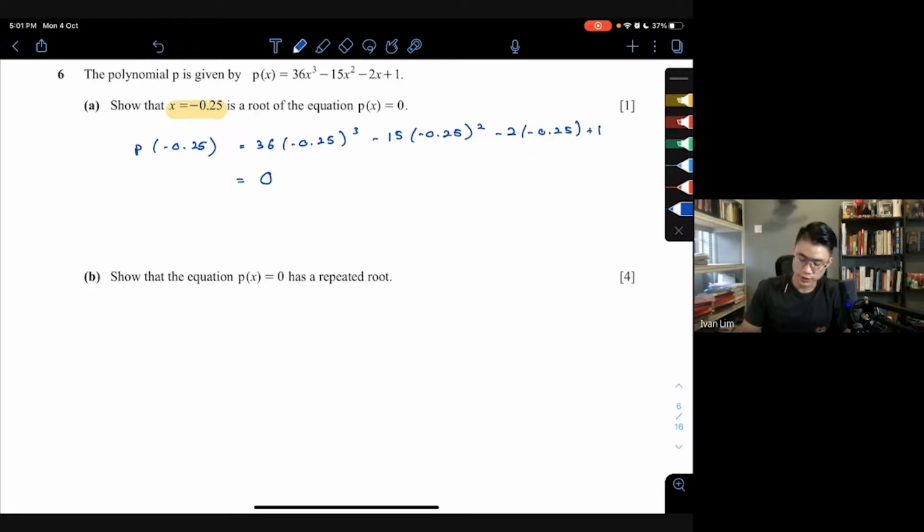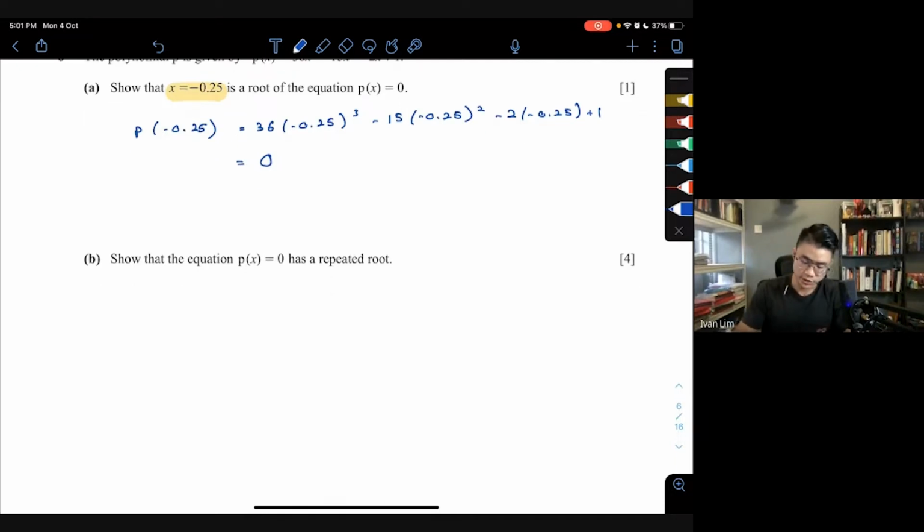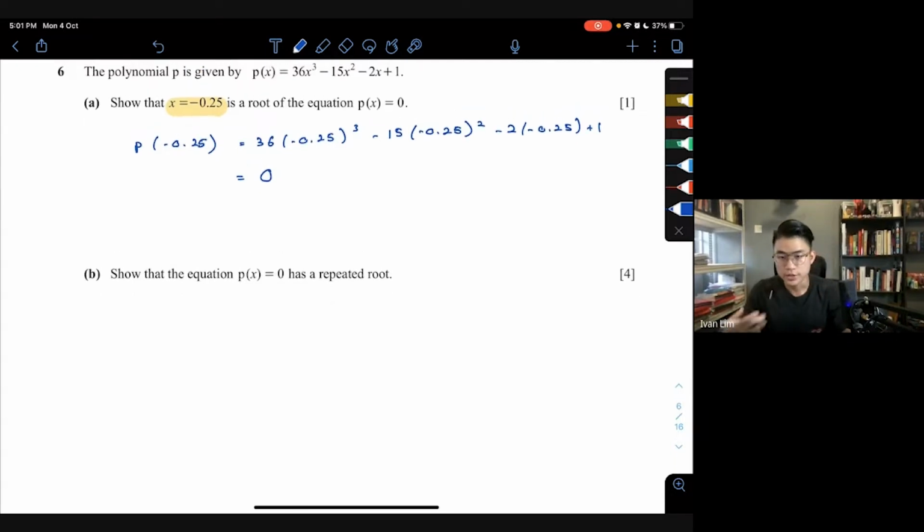Next one, show that the equation p(x) has equal roots or a repeated root. We know what the first one is already. For this one, you can use the cheating way, or just to check. Go to equation mode on your calculator, and type in degree 3, because you can solve up to cubic. Always check for your roots first, so at least you know what they are. Immediately you will see negative 0.25.